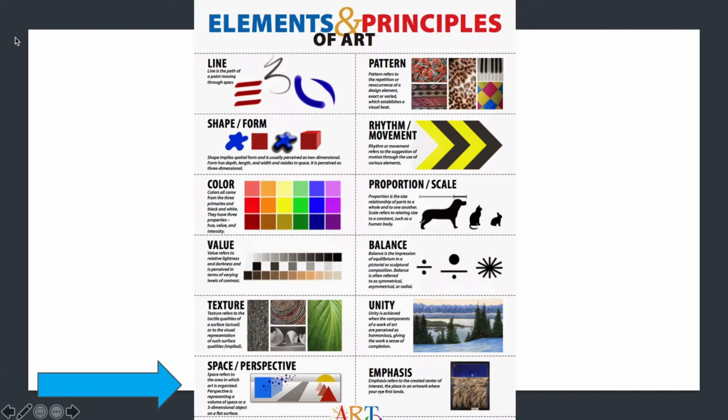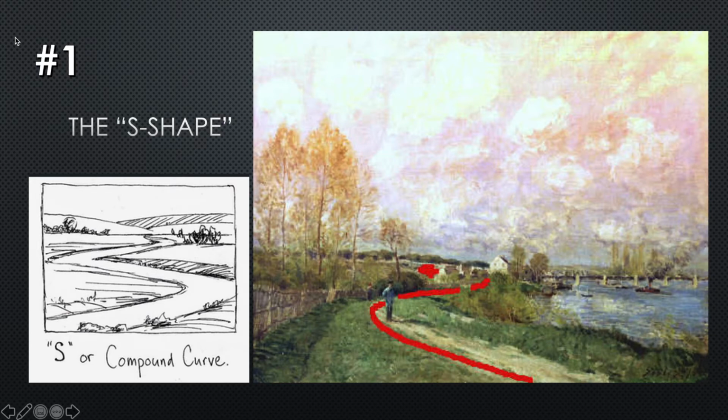Now, space does incorporate several different ways of thinking about space and art, but we are actually going to be focusing on just our 2D space and the composition of that space for now. We're going to be looking at 7 different composition styles. Number 1 is the S shape. I decided to use this one first because it's pretty obvious whenever you see it.